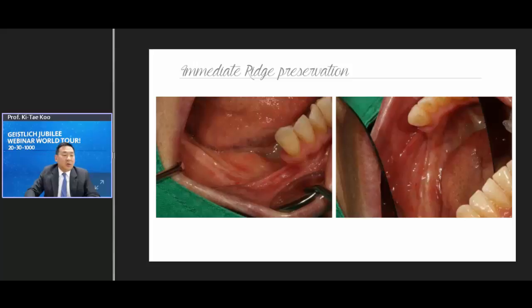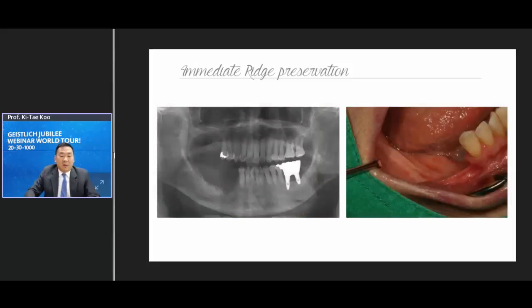Now you see the thin ridge, and it becomes a vertical augmentation case, which is very, very difficult. I would have preserved the ridge, and we could have had a much easier life. Now it becomes a vertical augmentation case. The consequences of not doing anything are quite severe. This is my message to you today. I hope the message gets across. So yes, this is the reason why I perform immediate ridge preservation.